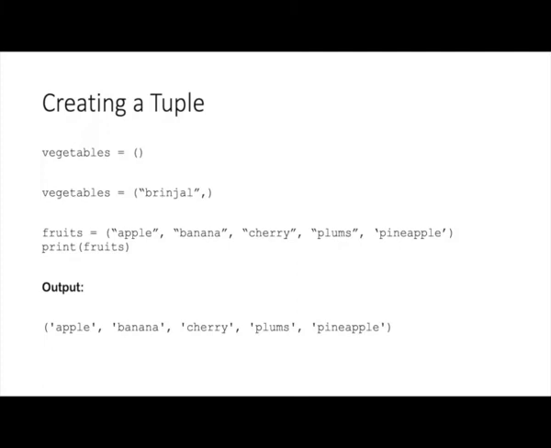In the third line, you see that we are creating a tuple by the name fruits. Now, here we are going to have 5 elements in this tuple. The elements are apple, banana, cherry, plums and pineapple. Then we try to print the elements of the tuple. Just say print, pass the tuple fruits as an argument to the print function, and the output you get is apple, banana, cherry, plums and pineapple, that is shown at the end of the figure.